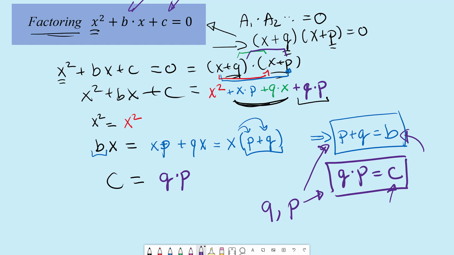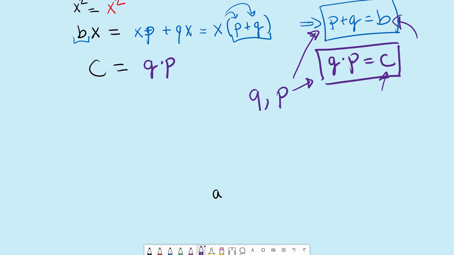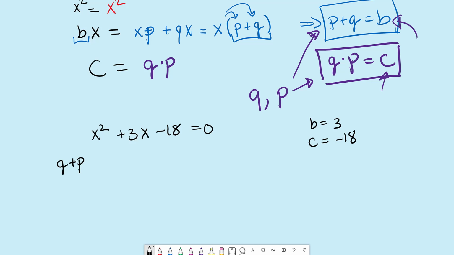Let's look at an example so that we can understand how we use this better. So I'm going to leave these two requirements in our picture here, and let's look at the example x squared plus 3x minus 18 equals 0. Okay, so in this equation here, our b is equal to 3 and our c is equal to negative 18. What does this mean? It means that q plus p equal 3, right?